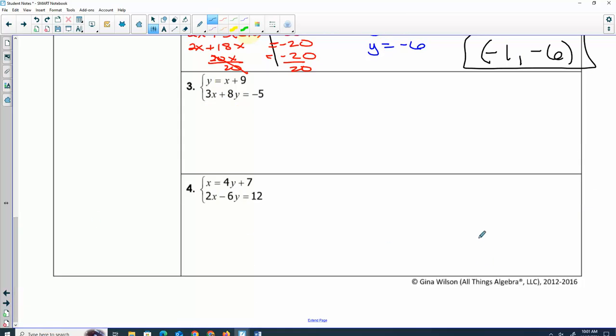First equation tells me y is equal to x plus 9. So I am going to use that and replace the y in the second equation. So the second equation is 3x plus 8, but what am I putting in place of my y? X plus 9. So the first equation told me what y is equal to, so I replace the y in the second one.